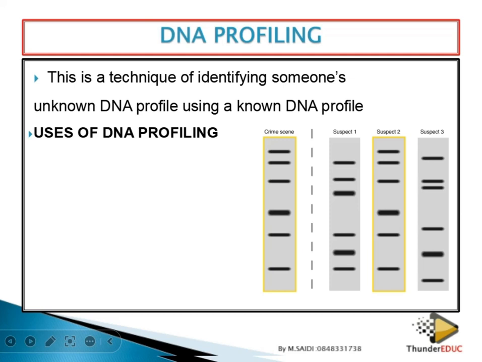Then if you get a DNA profile of someone and then you get another DNA profile, you're going to match the black bars. And if those black bars are matching, it's most likely that this DNA belongs to the same person. In this case, you have one from the crime scene.